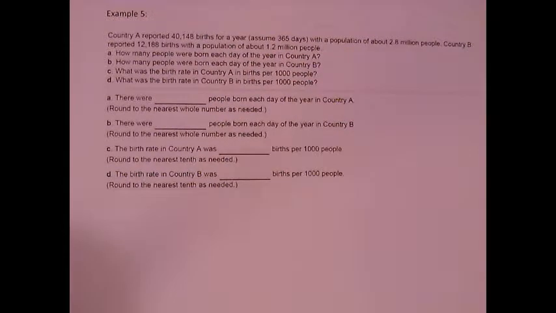Right, here's another example. This is example 5. Country A reported 40,148 births for a year, assume 365 days in a year, with a population of about 2.8 million people. Country B reported 12,188 births, with a population of about 1.2 million people. So here we're going to answer parts A through D.